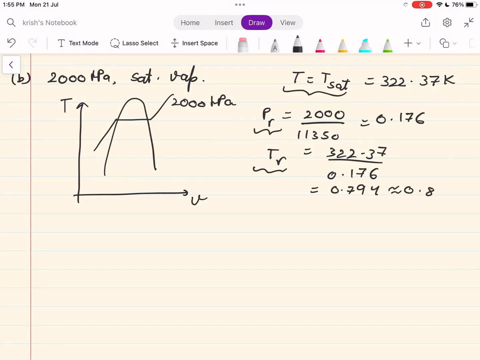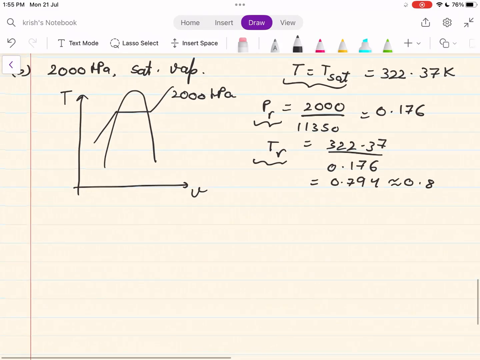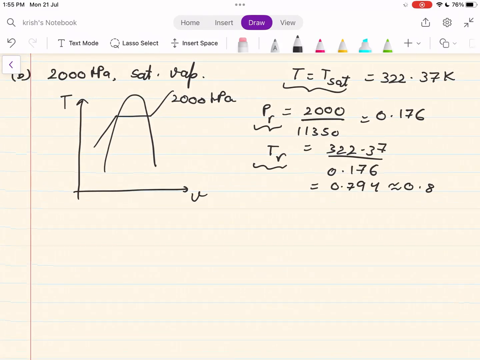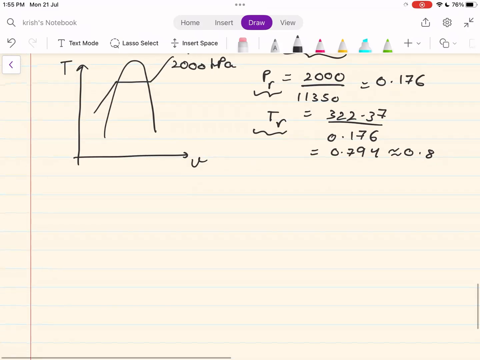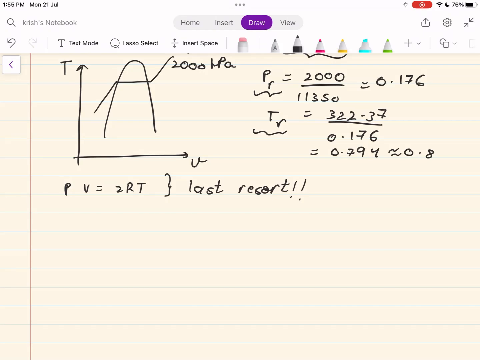Now, for this, it's going to be a bit tricky to use the table. I want you to try and use the table, but we will not be able to use it because you'll notice that the values are such that the PR line and the TR curve will never actually intersect. So if we cannot use the table, we can always do PV equals ZRT. However, this is a last resort method. Always try to do it using the table first.